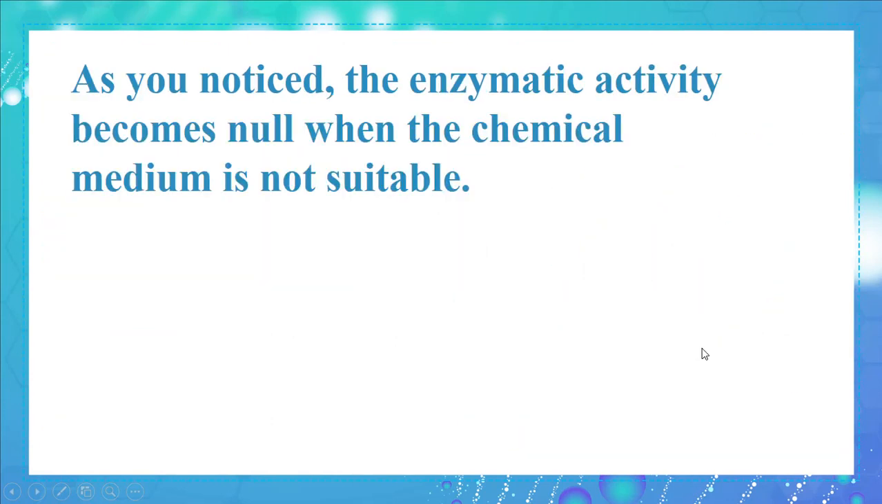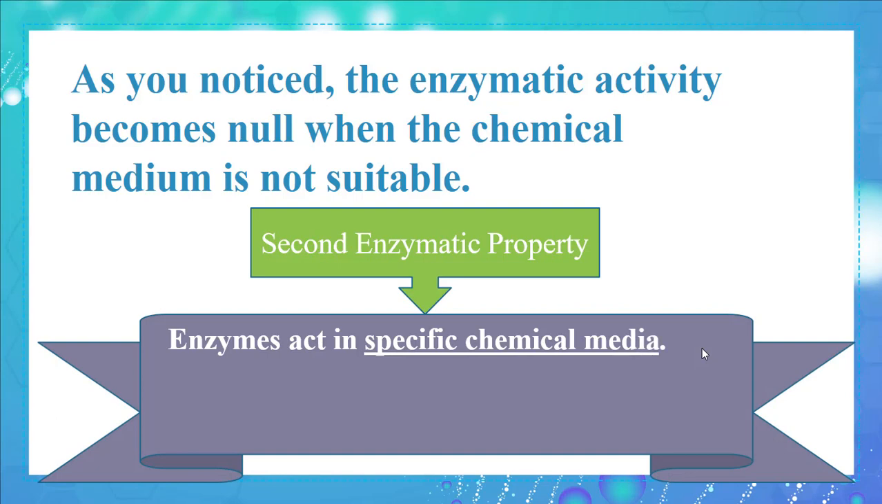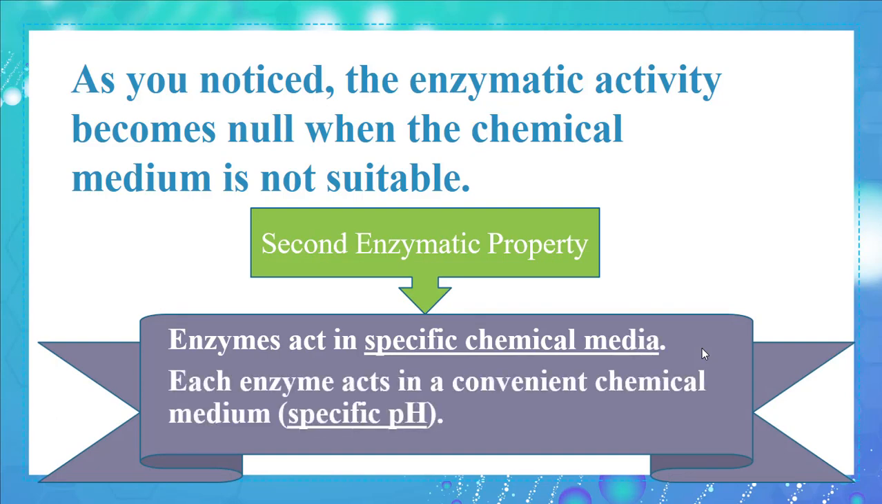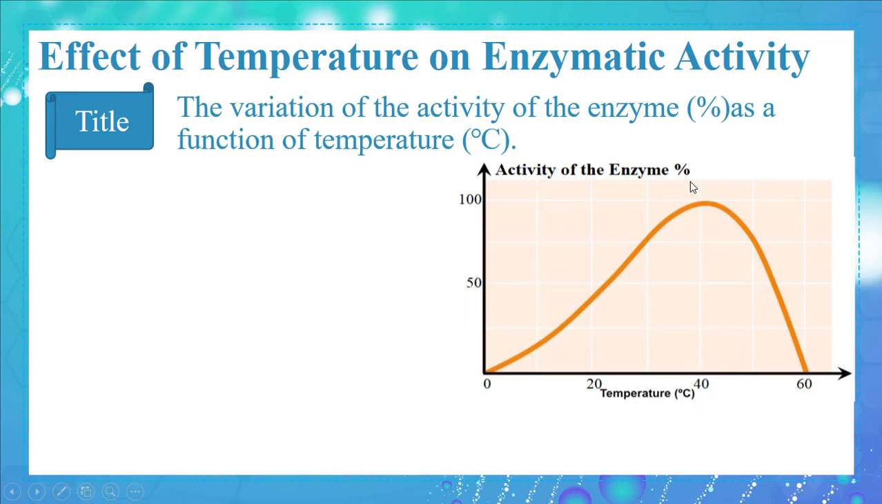As you noticed, the enzymatic activity becomes null when the chemical medium is not suitable. So the second enzymatic property is enzymes act in specific chemical media. Each enzyme acts in a convenient chemical medium or a specific pH. Now let's study the effect of temperature on enzymatic activity. This graph shows the variation of the activity of enzyme in percentage as a function of temperature in degrees Celsius.